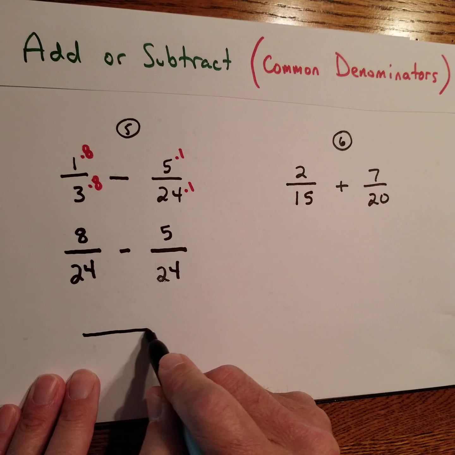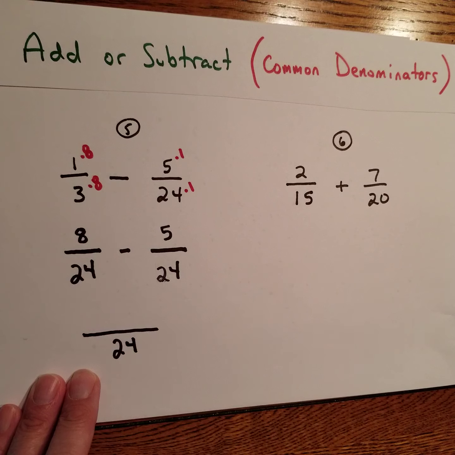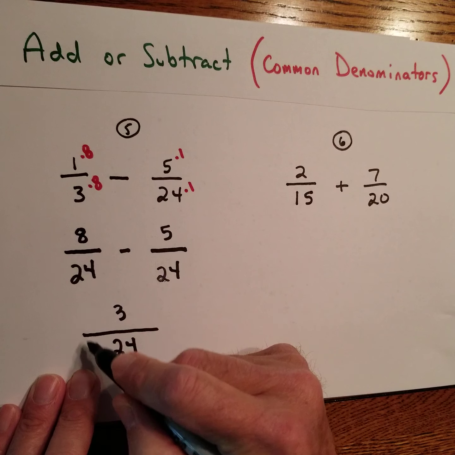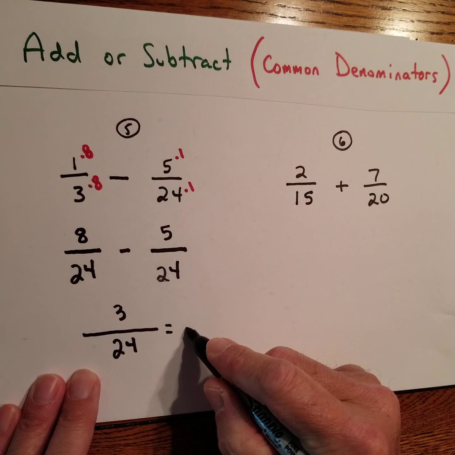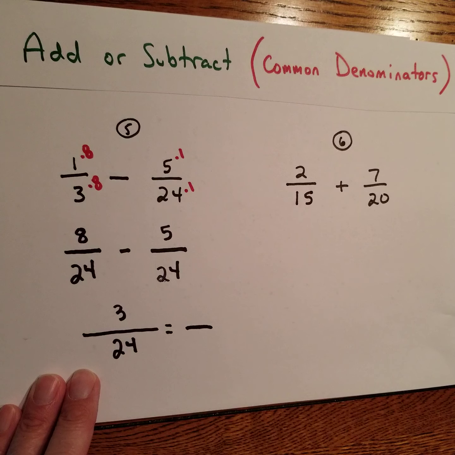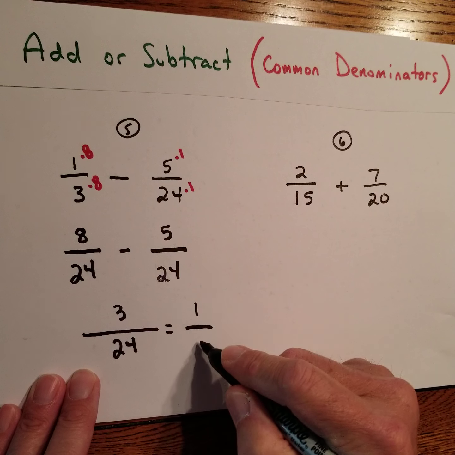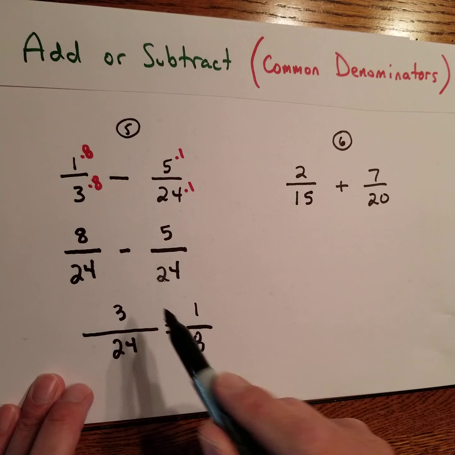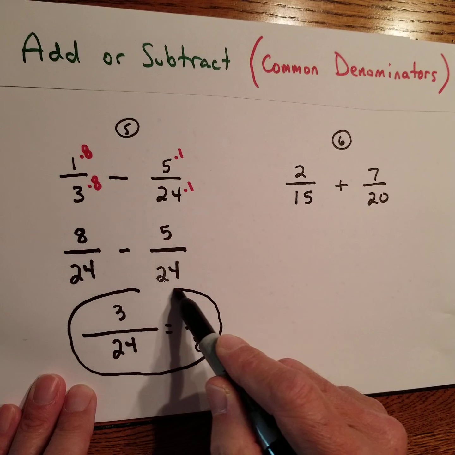Now keep the common denominator and subtract the numerators. That's a great answer. But if you think about it, that can reduce. If you're really on the ball, we'll divide by 3 and divide by 3. 3 over 24 is a good answer. 1 over 8 is a great answer.